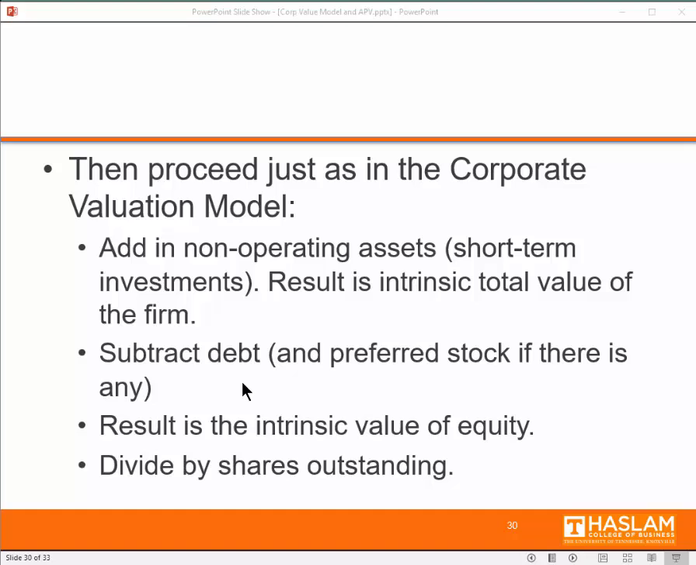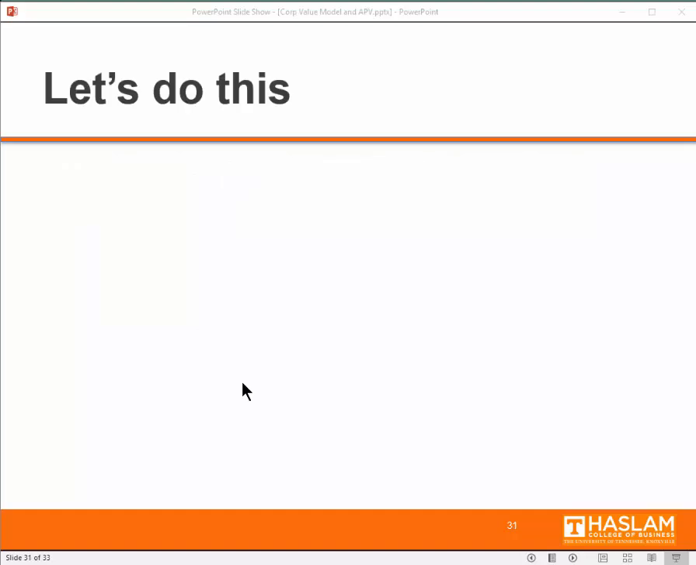And so what we're going to do after that is add in non-operating assets, and that's going to give us the intrinsic total value of the firm. Then we're going to subtract off debt, and that will give us the intrinsic value of equity, and then we'll divide by shares outstanding, all of which are exactly the same as we did in the corporate valuation model. And so let's do that for our company right now.